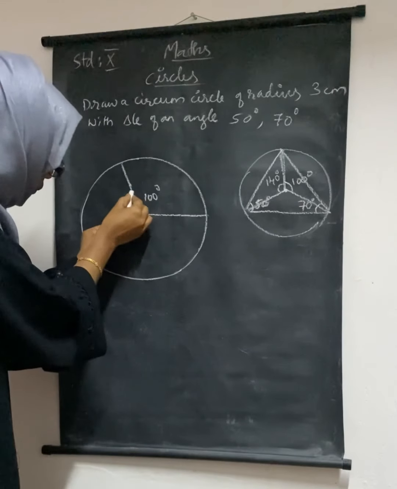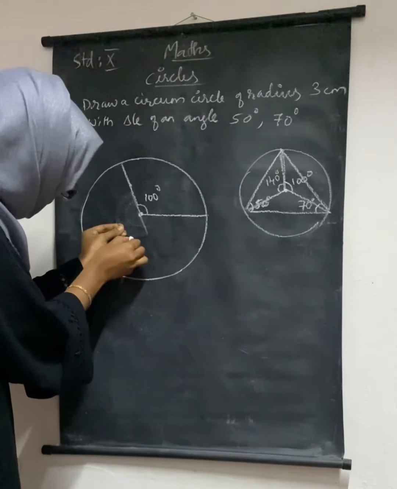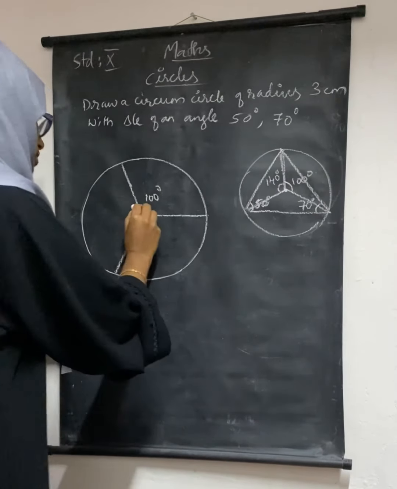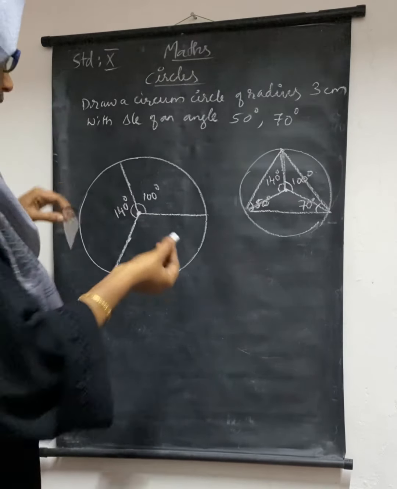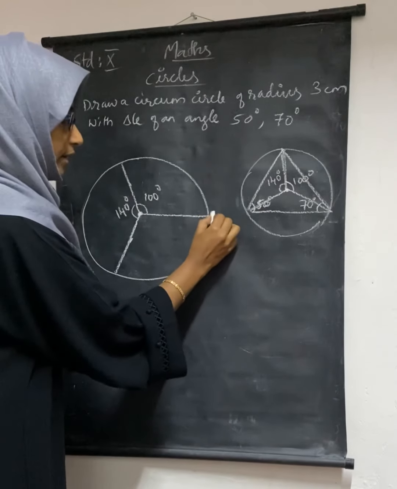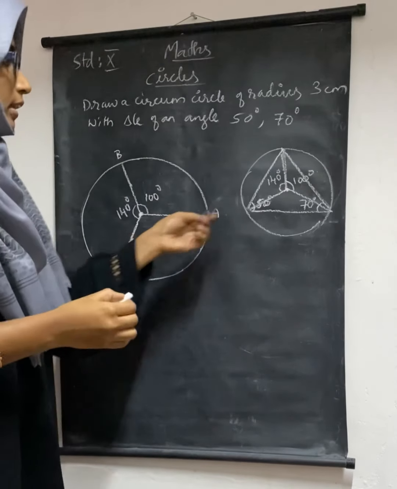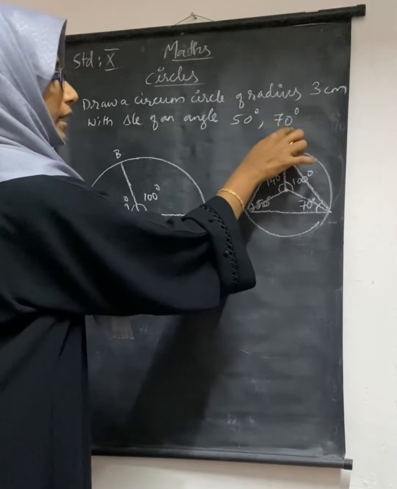Now 140 you have to take, where? 100, 120, 140 here, 140 here. So that you have to mark like this. So this you will get 140. So now what you have to do is just mark lines and name here A, point A, B, C. So that this triangle you are going to get now with one angle 50 degree, second angle 70 degree.